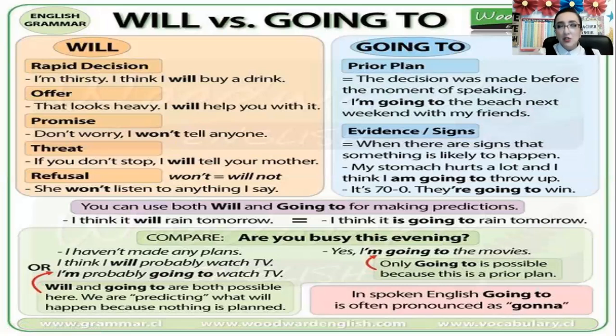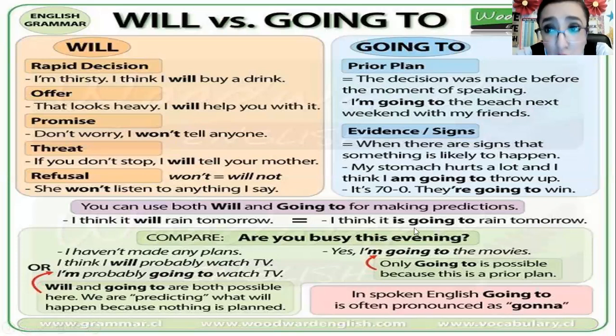When we are speaking, in spoken English, going to is often pronounced as gonna. I'm gonna go to the supermarket. I'm gonna watch a movie. I'm gonna sing on the karaoke. It's the same, okay? The pronunciation is not going to be a problem. But here is the situation with predictions: will and going to are the same when you are predicting, but you don't have any plans.